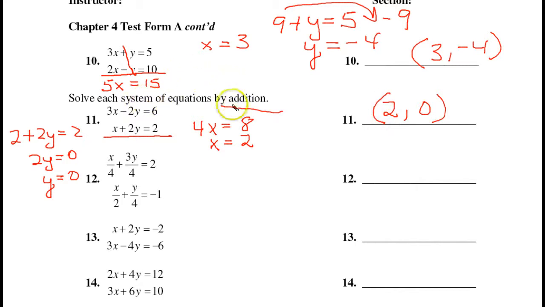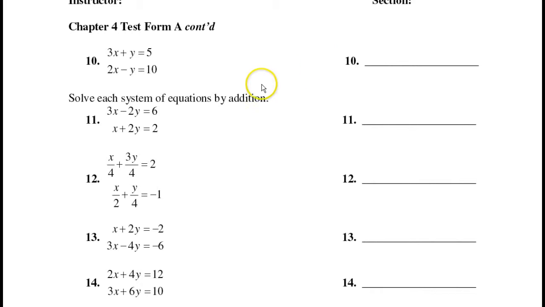Now I should mention that there are times when, as you do either substitution or addition method, you're going to end up with something like this. You're going to say that 3 equals 5. And we know that's not true. Well, when that happens, you have a situation in which your equations are actually parallel and there would be no solution. We had one of those in the graphing.